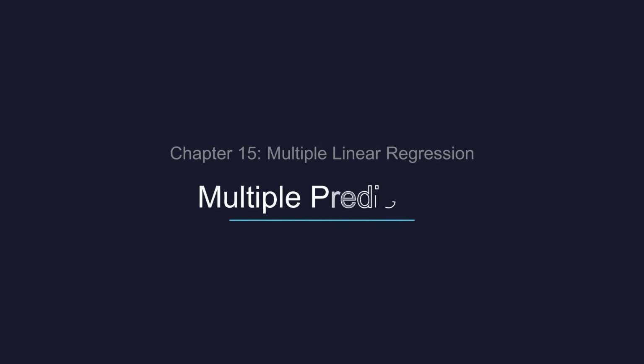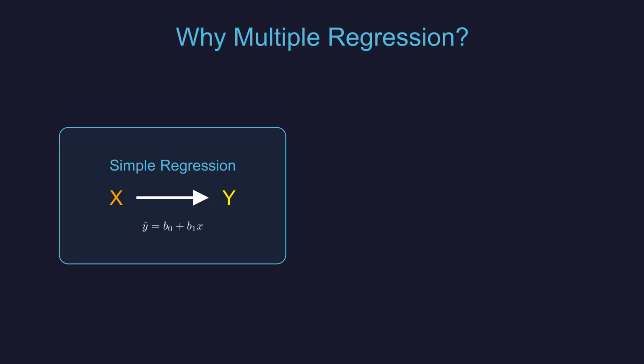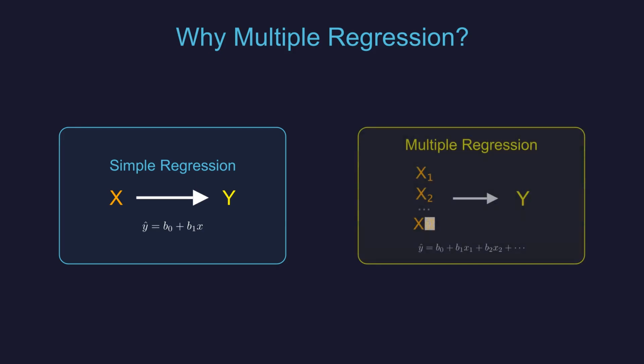Multiple predictors. What happens when one explanatory variable isn't enough? In simple regression, we used a single x to predict y, but in reality, many factors influence the outcome. Multiple regression lets us include several explanatory variables, x1, x2, and so on, all in the same model. This gives us a more complete picture and lets us adjust for confounders.